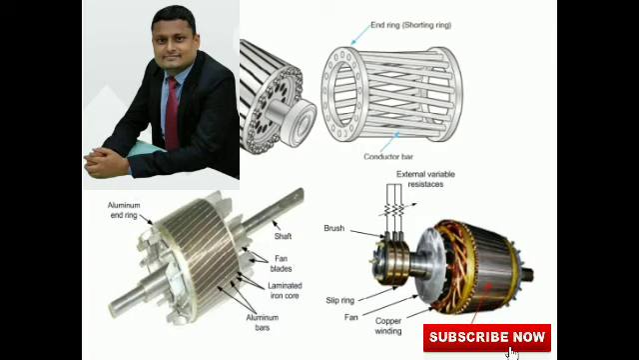But in slip ring induction motor, the rotor is complex type and the cost is also high. Starting and speed can be controlled by external resistance on rotor side. So there is some advantage and some disadvantage of both the rotor types.